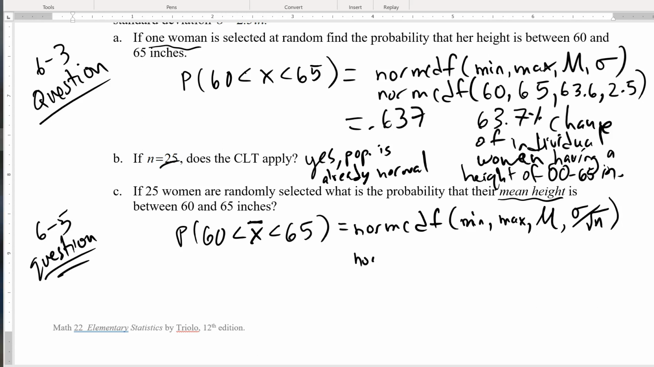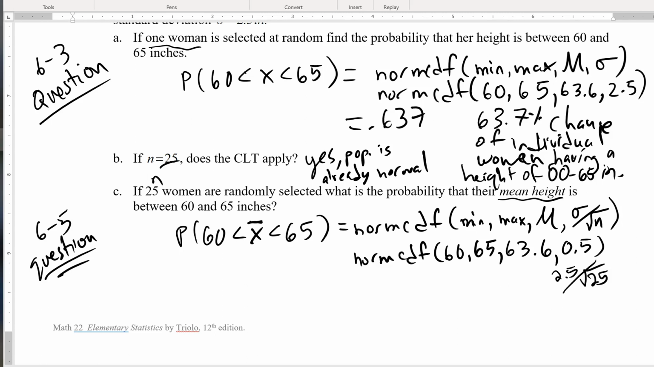So I would put in norm CDF 60, 65. The mean of our population is still the mean of the means, and the standard deviation is not going to be 2.5. It will be 2.5 divided by the square root of n, which is 25 women. We sampled 25 women. So 2.5 divided by 5 will be 0.5. Those will be the numbers we put in. Notice that the sample of 25 women deviates less than the individual.